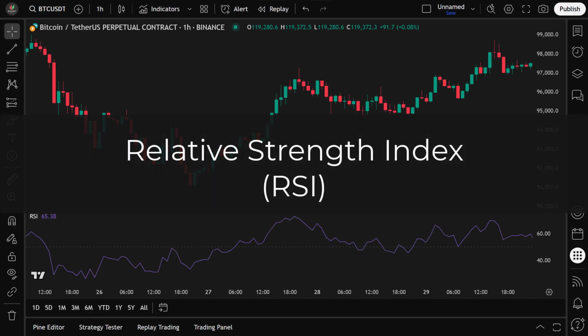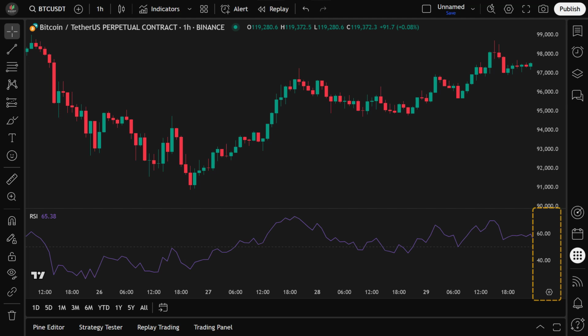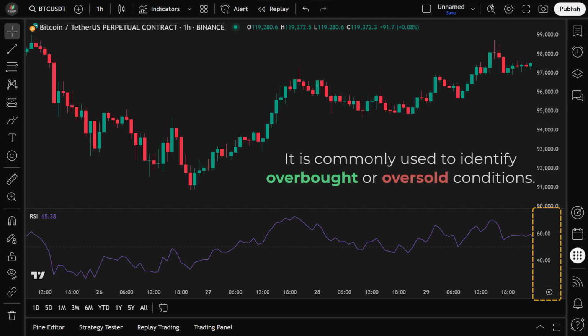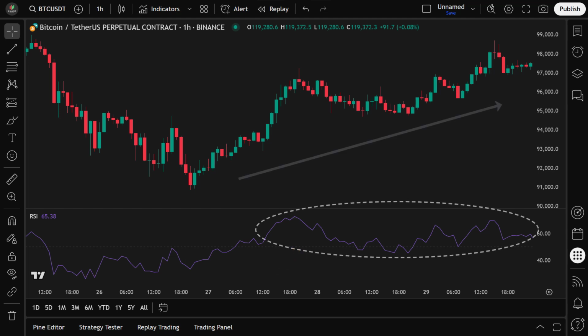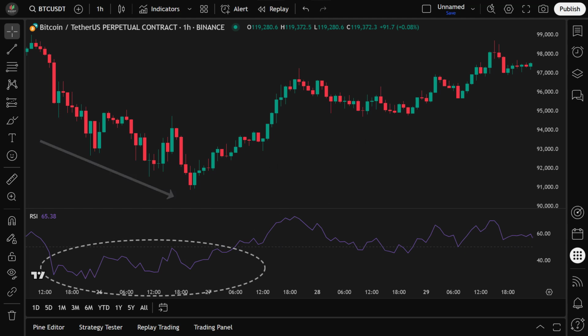3. Relative Strength Index, RSI. The RSI is a momentum oscillator that measures the speed and change of price movements, typically ranging from 0 to 100. It is commonly used to identify overbought or oversold conditions. However, in this strategy, instead of focusing on the traditional overbought and oversold levels, we use the midpoint level of 50 as our key signal line. When the RSI is above 50, it indicates bullish momentum, suggesting buyers are in control. When the RSI is below 50, it signals bearish momentum, meaning sellers have the upper hand.